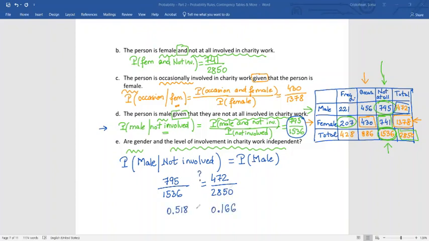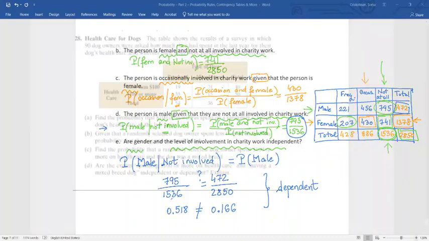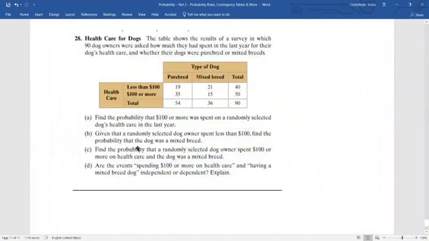If you do the math, you realize that these two are not equal, which means that the occurrence of one of the events will affect the probability of the occurrence of the other, which means these are dependent, not independent events. And you can look at another gender, like a female, you have the results above and check that out too. So the answer to this question is that these two events, gender and level of involvement in charity, are dependent.